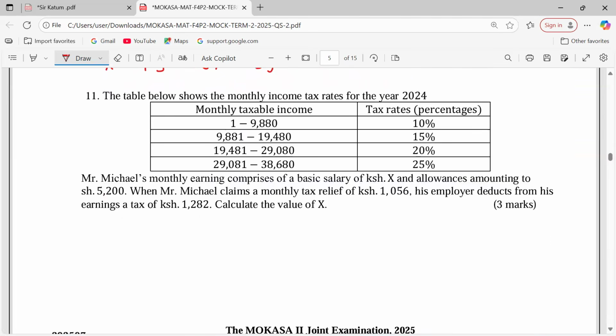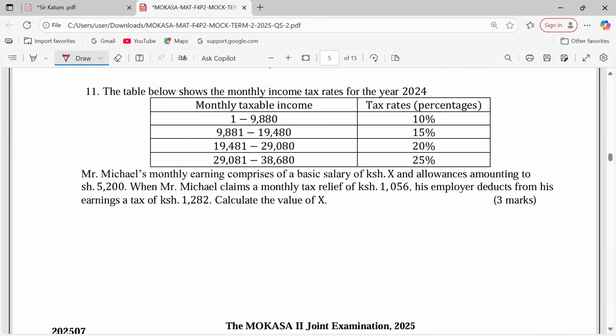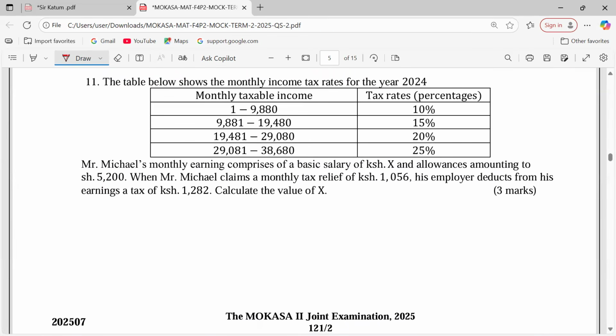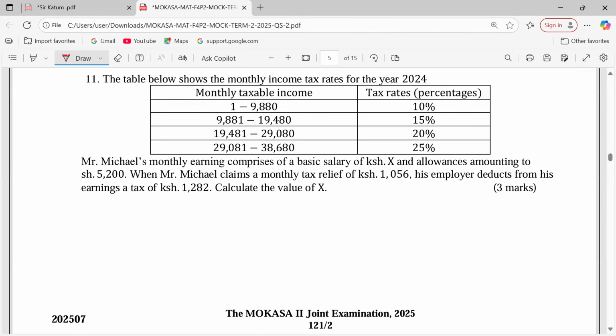Number 11, as we wind up. The table below shows the monthly income tax rates for the year 2024. We have the monthly income in Kenya shillings, and on the other side the tax rates as percentages. Mr. Michael's monthly earning comprises a basic salary of X Kenya shillings and allowances amounting to 5,200. When Mr. Michael claims a monthly tax relief of 1056 Kenya shillings, his employer deducts from his earnings a total tax of 1282. Calculate the value of X.